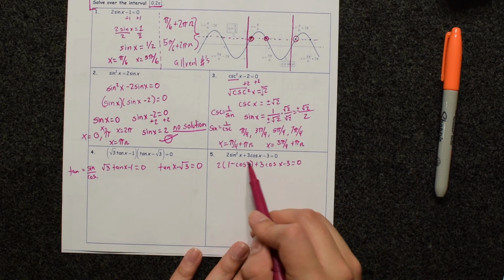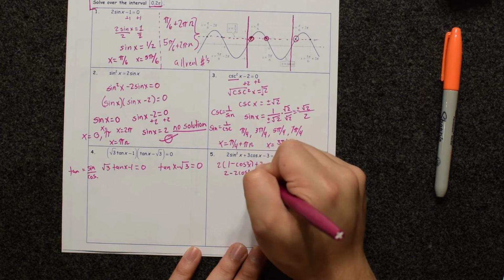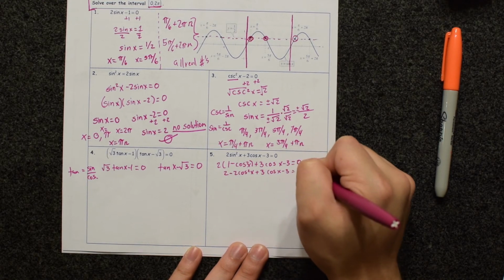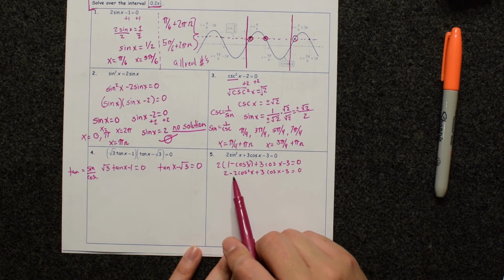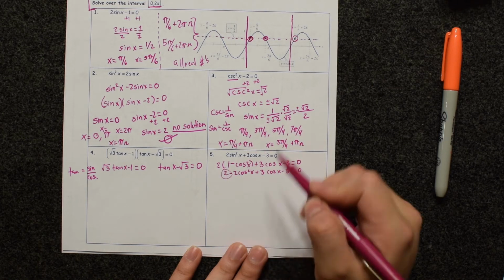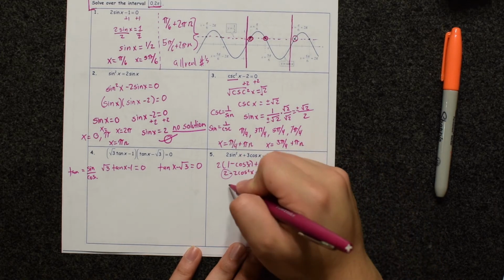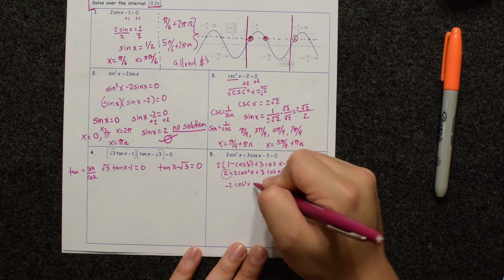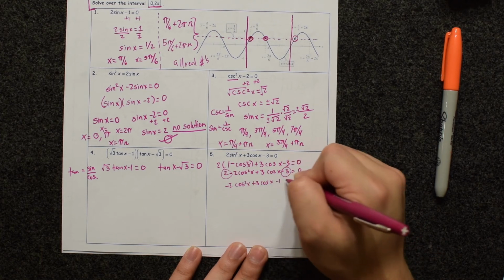Now from here, I'm going to go ahead and distribute this 2 inside. So 2 minus 2 cosine squared of x plus 3 cosine of x minus 3 is equal to 0. Ladies and gentlemen, now what I'm going to do is combine any like terms that I have. So I have that and that. I have two constants that I can combine, and I'm going to leave that as negative 2 cosine squared of x plus 3 cosine of x minus 1 equal to 0.